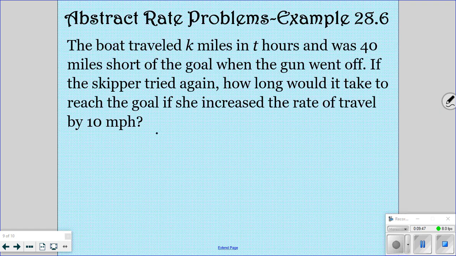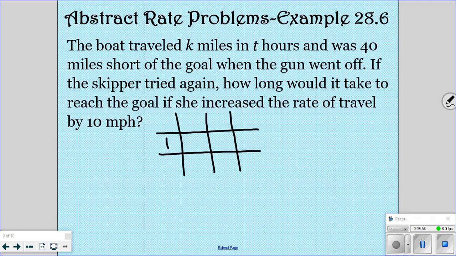Looking at this one, again, you want to make a chart. We're going to have the first time and then the second time. And we have distance, rate, and time. So the boat traveled K miles in T hours. So in terms of K and T, what is our R? Well, distance equals rate times time. So rate is distance over time. So K over T. And it said it was 40 miles short of the goal when the gun went off. So if they tried again, how long would it take to reach the goal if she increased the rate by 10?